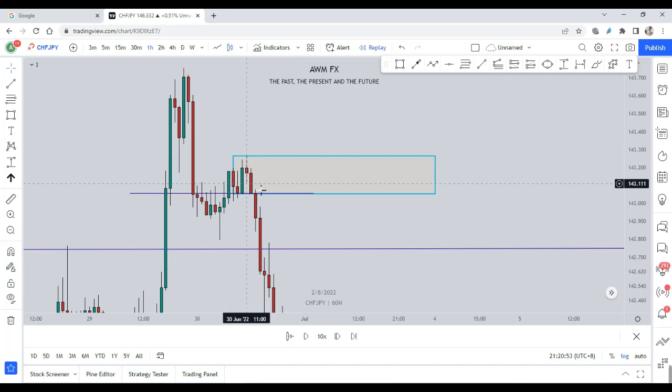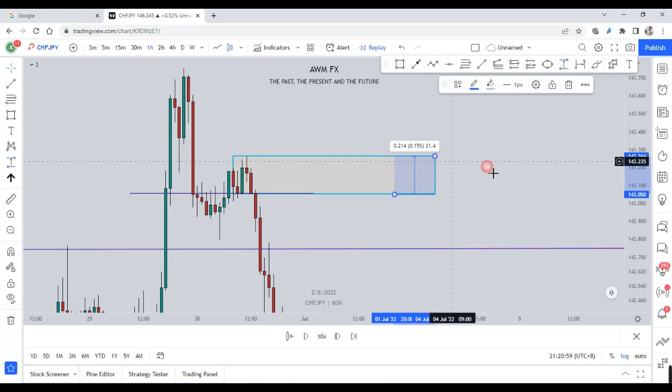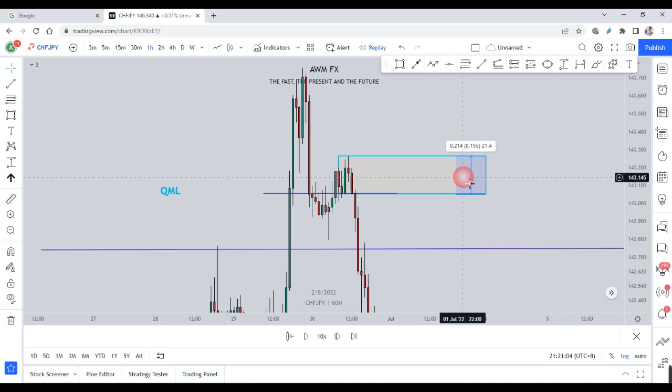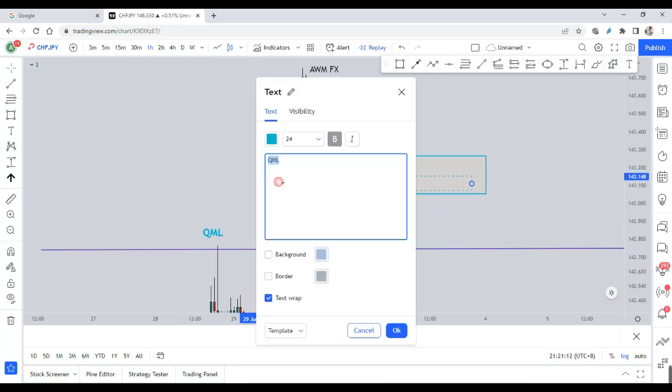All right, I can further reduce my zone into a smaller one, and from over 30 pips, now my stop loss has reduced to 21 pips, which is actually excellent because of the maximum pain level right there. So the QML is right here. So the maximum pain level is right there.